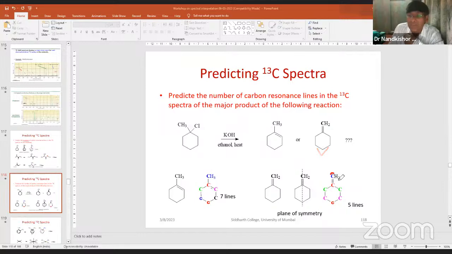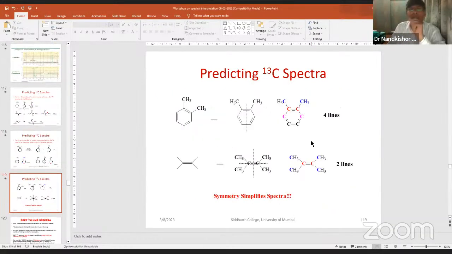Because if you see here, this one is completely different. This green will be same, this pink will be same, and this will be different. So 1, 2, 3, 4, 5 lines you will get for this compound, whereas if you see this molecule, you will get 1, 2, 3, 4, 5, 6, and 7. So easily you can work out by just looking at the C13 spectra which product you are getting. If you are getting more lines, you are getting this product. If you are getting fewer lines, you are getting this type of product. So this can also monitor the chemical reaction.